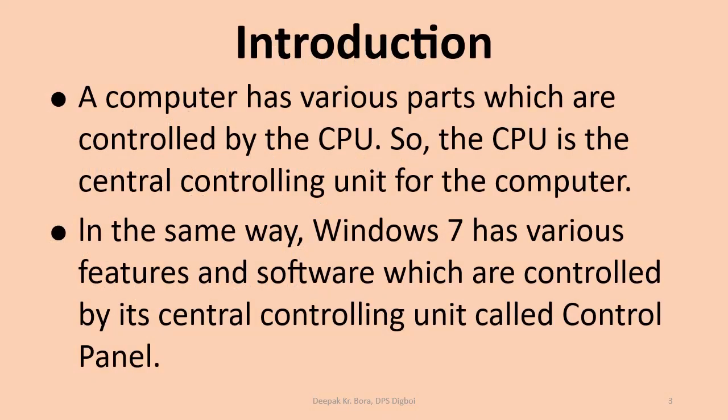A computer has various parts which are controlled by the CPU. So the CPU is the central controlling unit for the computer. In the same way, Windows 7 has various features and software which are controlled by its central controlling unit called control panel. In this way, the CPU and control panel have the same functionality.